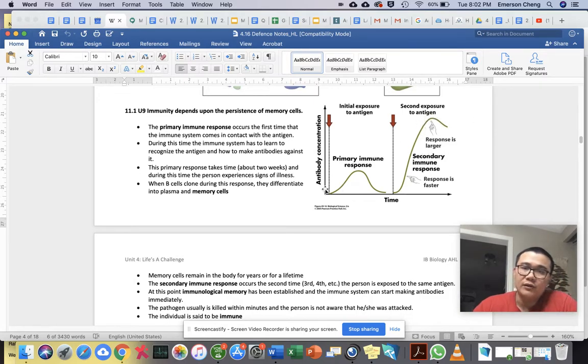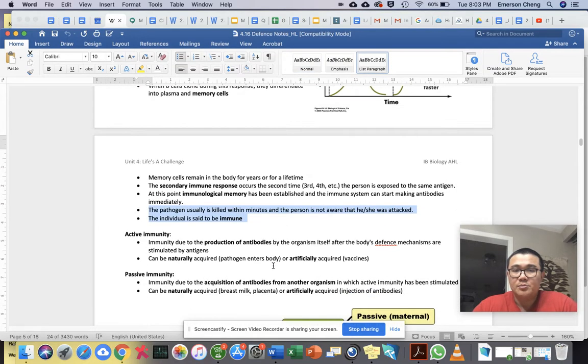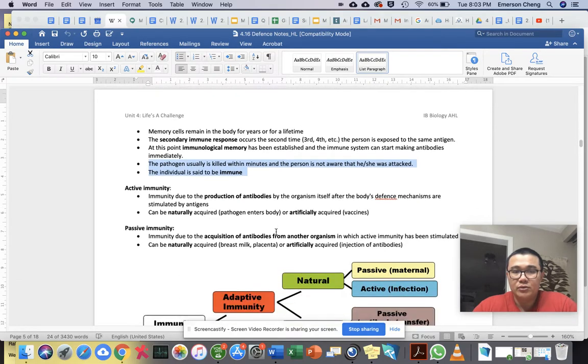larger. So if you look at the antibody concentration in the system, it peaks a lot faster and actually produces a lot more antibodies. And the antibodies will be attaching to those antigens a lot faster. So the notes here say usually kill within minutes. So this person is said to be immune.